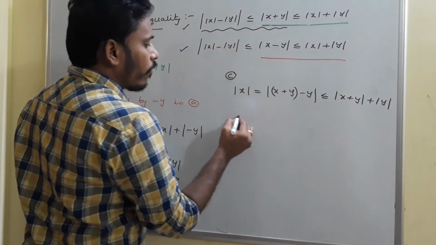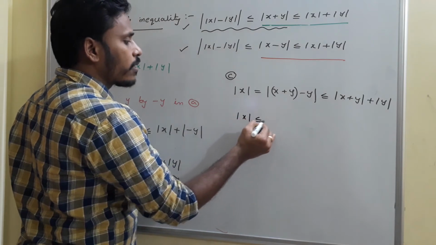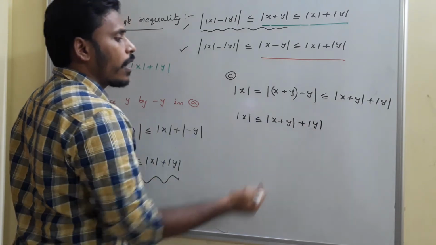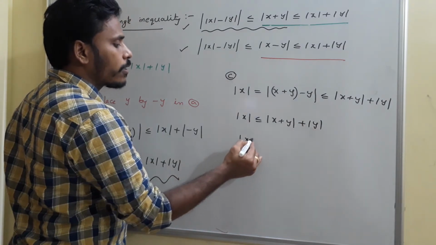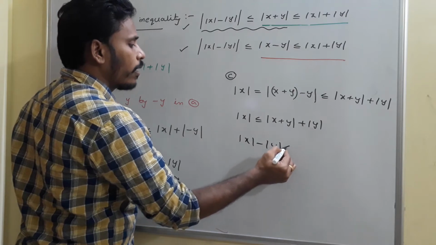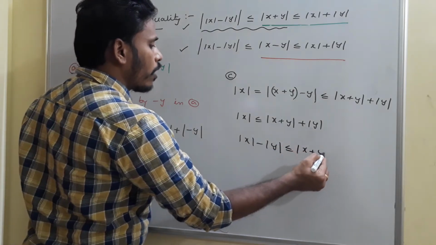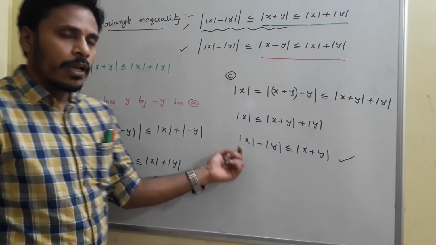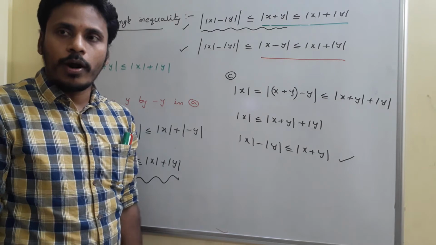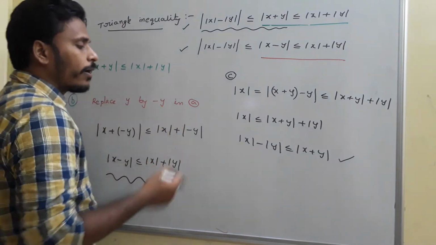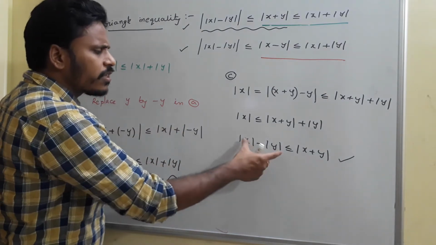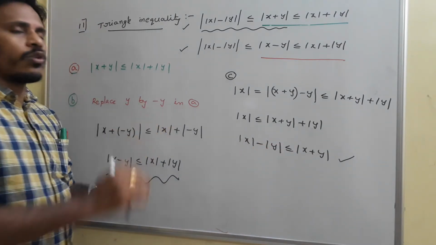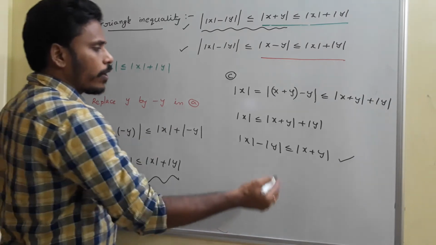And at the end, what do we have? Modulus of x is less than or equal to modulus of x plus y plus mod y. Send this mod y to this side. You have that mod x minus mod y is less than or equal to mod x plus y. Just have a look, a very interesting fact actually. Mod x minus mod y is less than or equal to mod x plus mod y. And since this value is less than or equal to mod x plus mod y, for sure its modulus is also less than or equal to mod x plus mod y. This is one part.